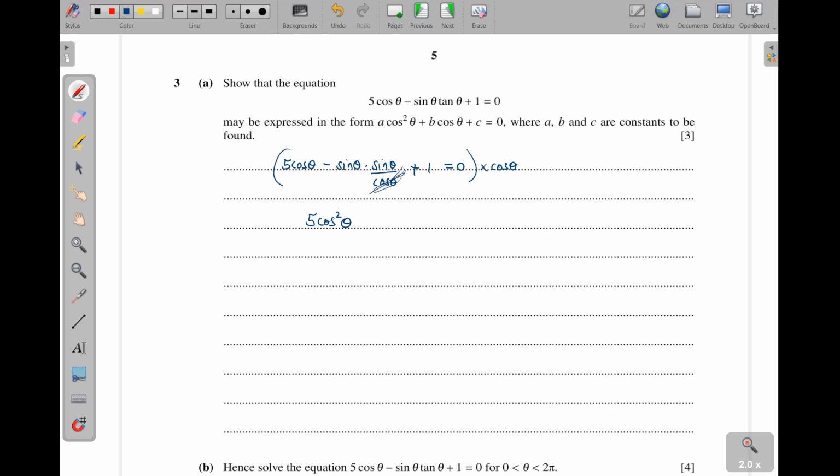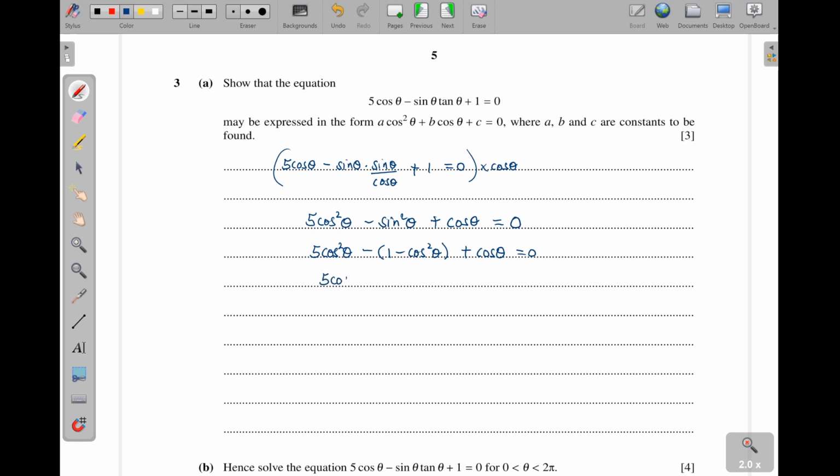Then when I multiply it here, the cosine of theta will disappear. So we shall remain with minus sine squared of theta. Then plus, of course, this one, when it multiplies with this, you will get the cosine of theta. And then this is equal to 0. From here, this sine squared theta has to be expressed in terms of cosine squared of theta. So using the Pythagorean identity in trigonometry, sine squared theta is equal to 1 minus cos squared of theta. And here we have plus cosine of theta, which is equal to 0.